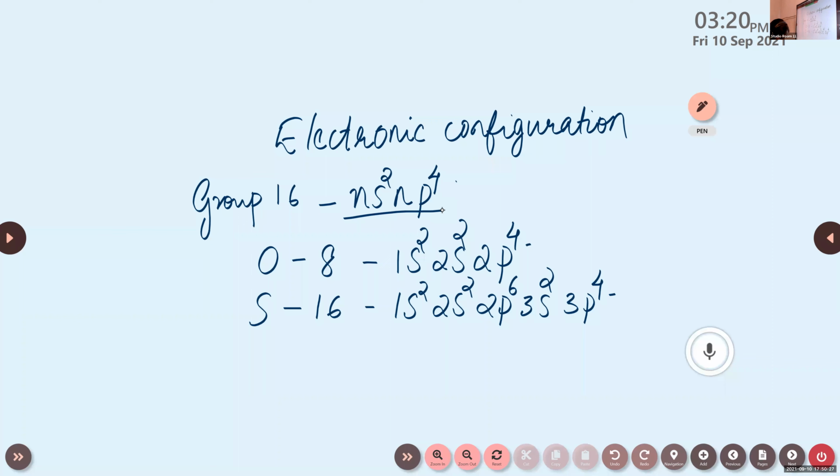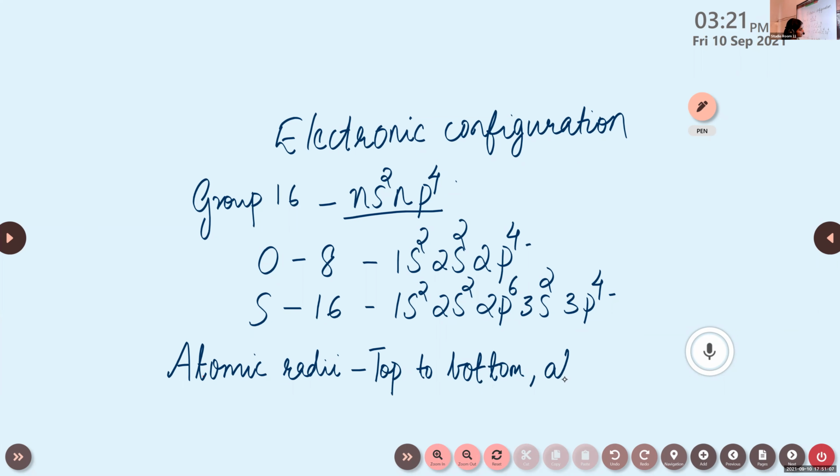That's about their configuration. Then, atomic and ionic radii. What trend was followed by atomic and ionic radii in the previous group? Does it increase or decrease in a group? Increases, right? Because the number of shells also increases. The same pattern here: from top to bottom, atomic radii increase.